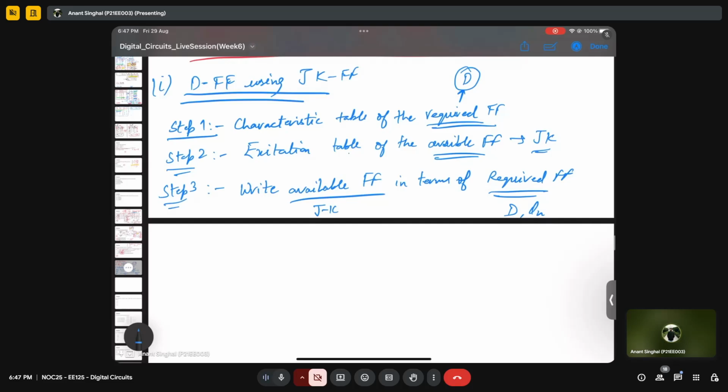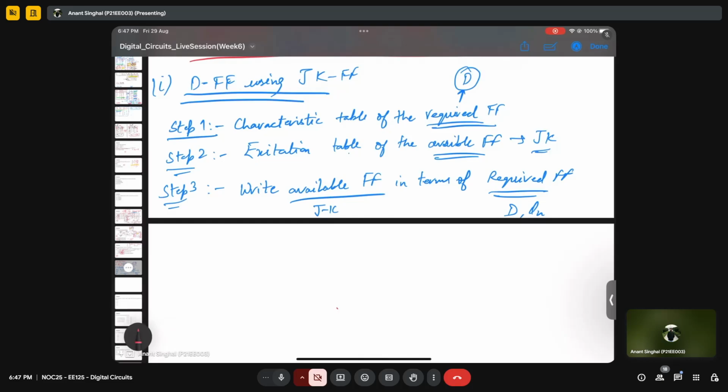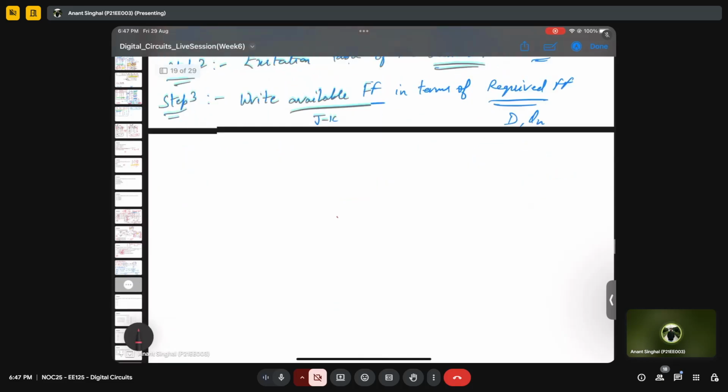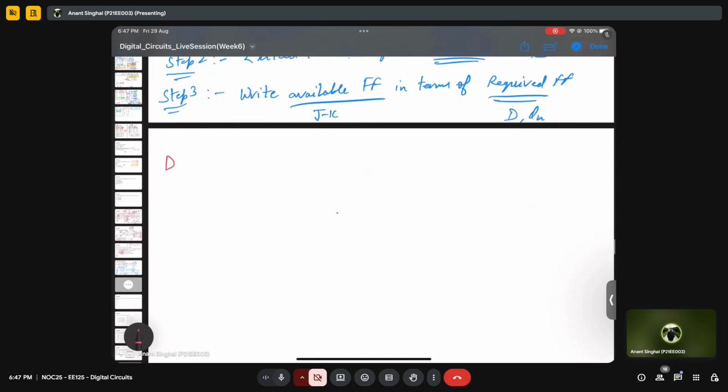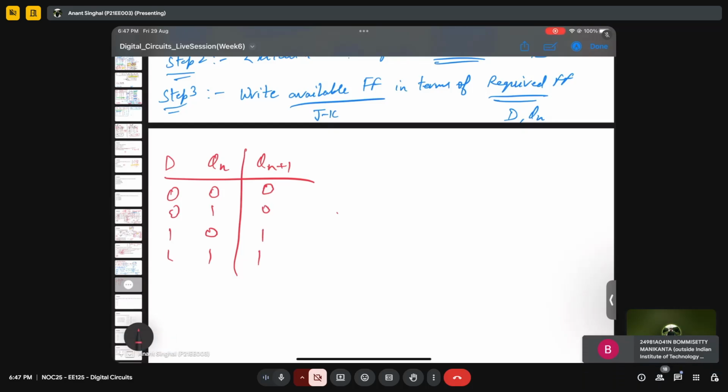Let's start with step 1, which is to make the characteristic table of the required flip-flop. I think we are quite aware now of how to make that. So it's basically D, Qn and Qn plus 1. It's 0, 0, 1, 1. Qn plus 1 is nothing but D.